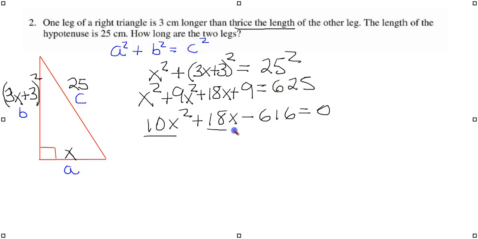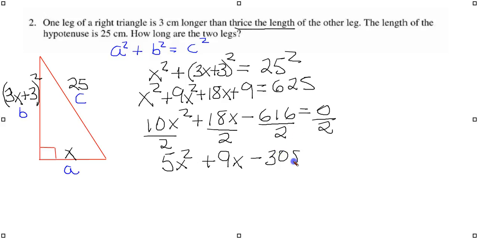Now again, these are big numbers, but the only thing I can take out of every one is a 2. Again, if you make the numbers a little smaller, they're a little easier to work with. So this is 5x squared plus 9x minus 308 equals 0. Now again, I played around with this, and you may probably have to use the quadratic formula, but this actually factors, as we said all of these do.